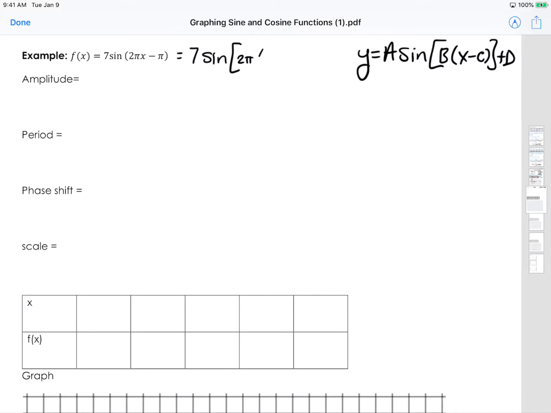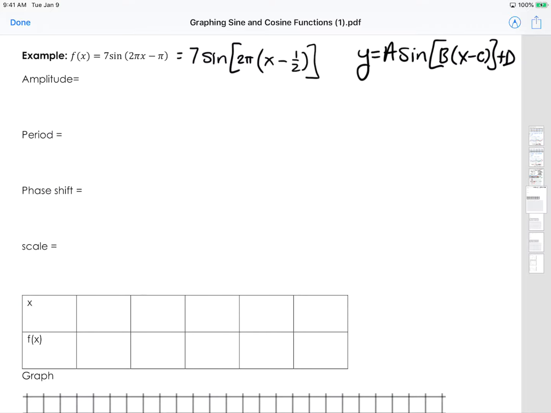And when I factor out the 2 pi, that's like dividing by 2 pi. So when I take 2 pi divided by 2 pi, I get 1x left inside. And when I take pi and divide by 2 pi, I get 1/2. Okay, so now we'll be able to identify everything. Notice there is a value of 0 for d here. So we're not doing any vertical shifting, but we are going to do some horizontal shifting and stretching.